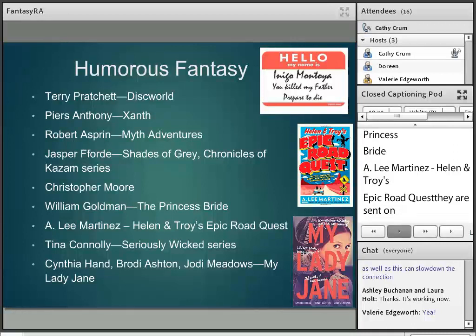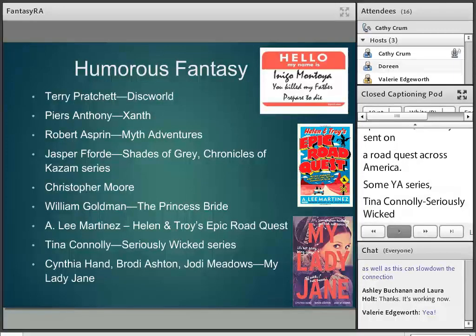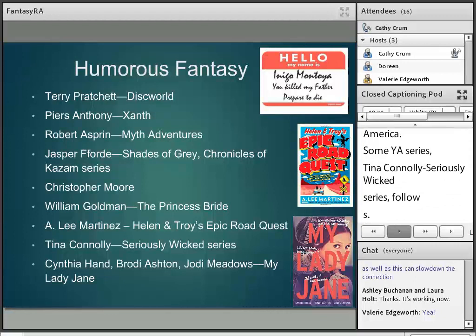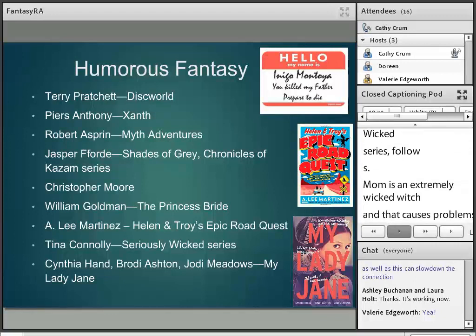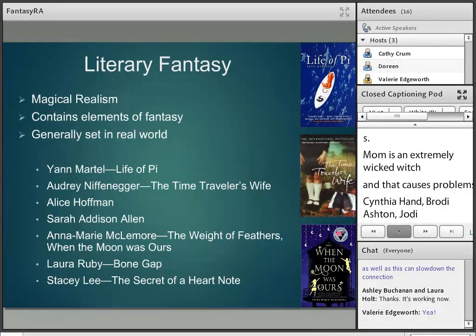Some YA entries are Tina Connolly's Seriously Wicked series, which follows the adventures of Camilla, whose adopted mom wants Cam to be just like her. Unfortunately, Mom is an extremely wicked witch, so that causes some problems. Cynthia Hand, Brodi Ashton, and Jodi Meadows give us a comic alternate history version of the life of Lady Jane Grey in My Lady Jane.